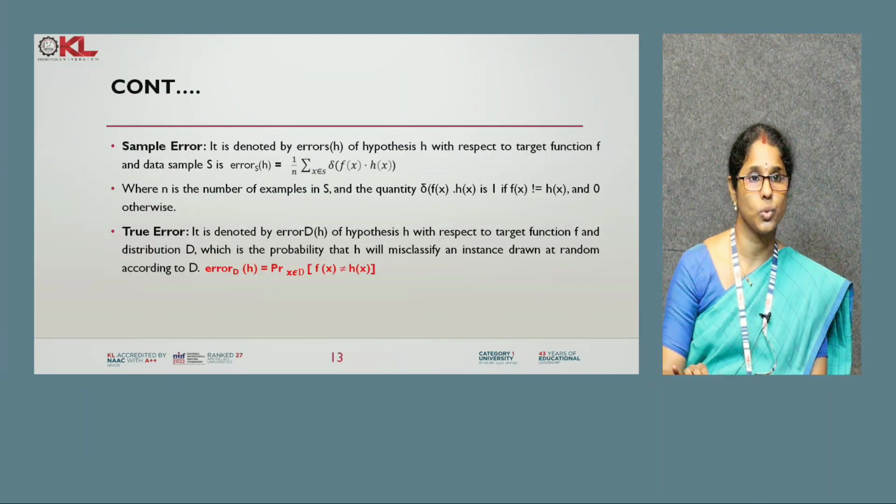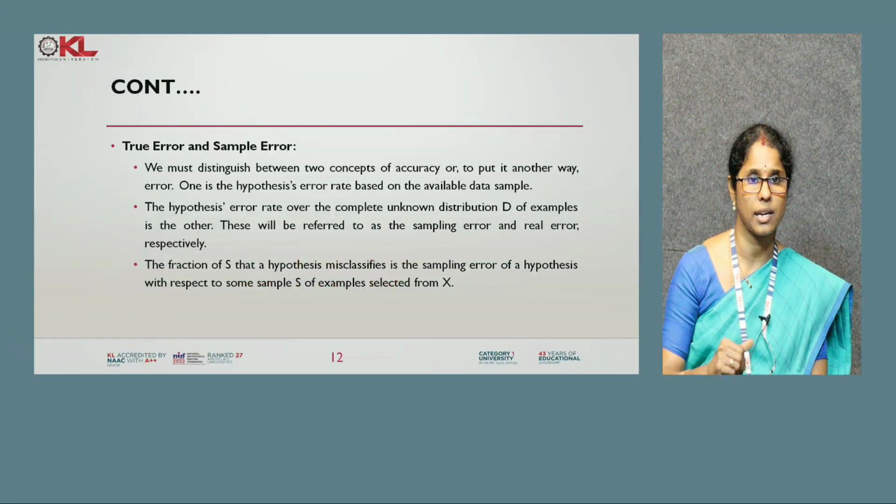When you work with true error and sample error, we distinguish between two concepts of accuracy. To put it another way, one is the hypothesis error rate based on the available data sample, and the other is the hypothesis error over the complete unknown distribution D of examples. That means in true error, what we check is how well your hypothesis works on the entire data, and how well it works on the sample of data that you have taken.